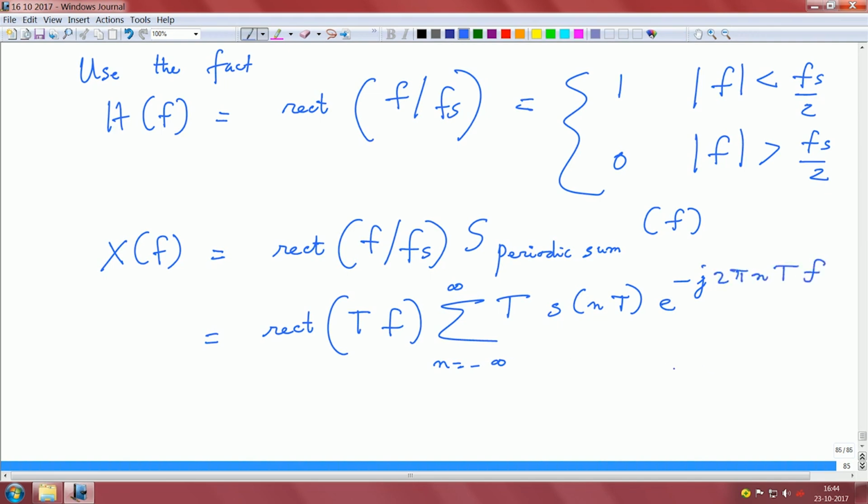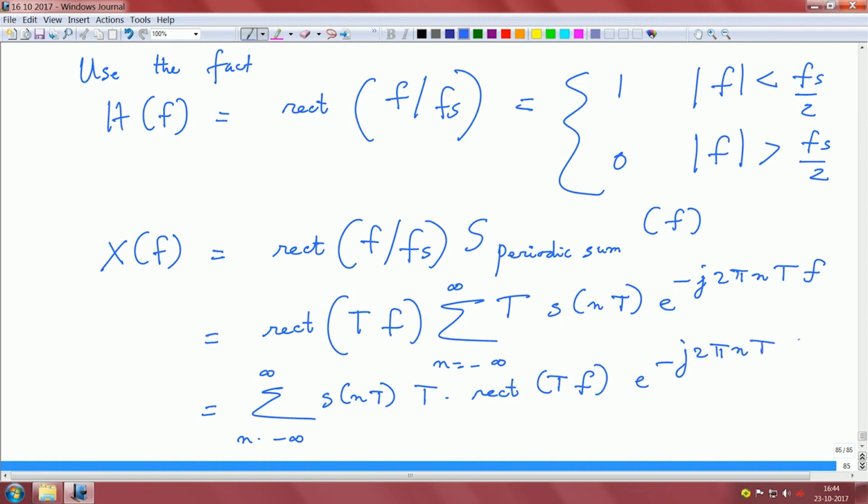We derived this earlier, right. So now we fold everything here. So this is basically the summation over n from minus infinity to plus infinity of s of nT times T times rectangle of T f times e to the power minus j 2 pi n T f. It looks really messy at this stage, but it looks right. I am just folding this constant inside the summation.